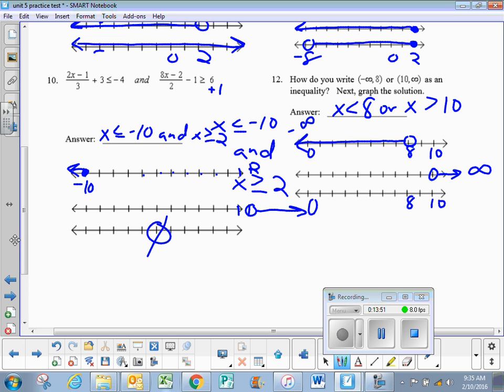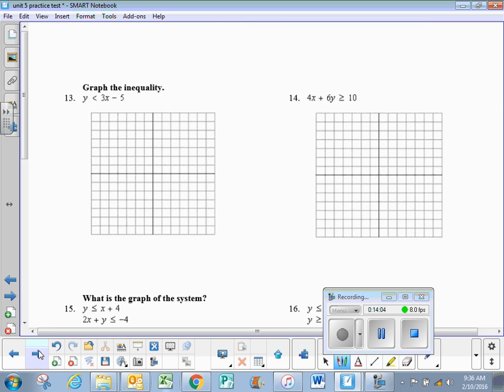Positive infinity. So then it's an "or," so we have to combine the two. Where are they both graphed? Everything to the left of 8 and everything to the right of 10, not including either one. Okay? Not too bad, right? Ors and ands. Now graphing linear inequalities.